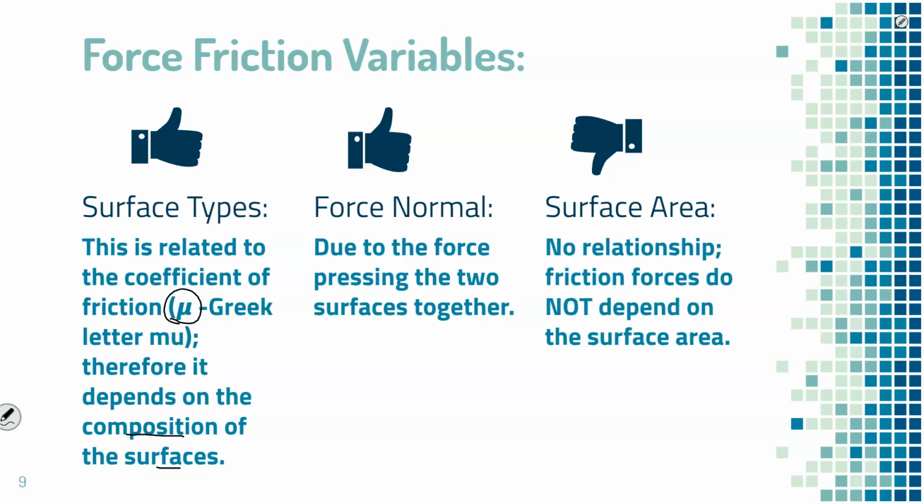The next one is the surface area. Many times, most people think surface area has an effect. Surface area does not have an effect on force friction. So in other words, this does not have a relationship, so it is not included in our equation.